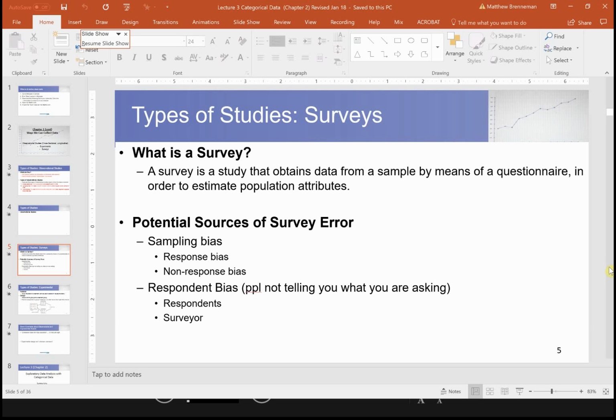Surveys are great, but you always have to be aware that there are a lot of sources of error. The two sources of error group into two different areas. The first is what we call sampling bias, which is relevant to what we talked about last time. There are two types of bias that come into sampling bias.